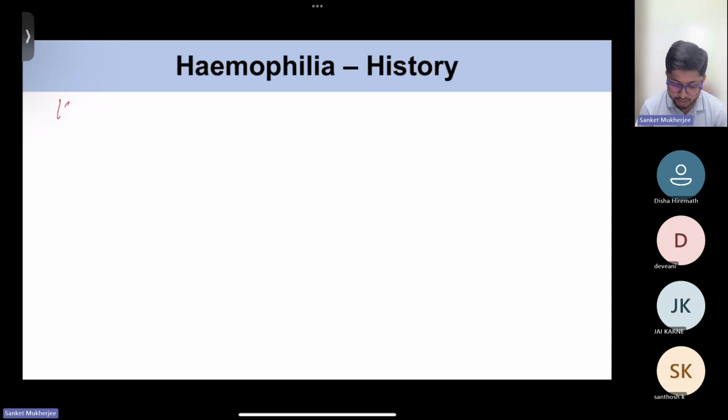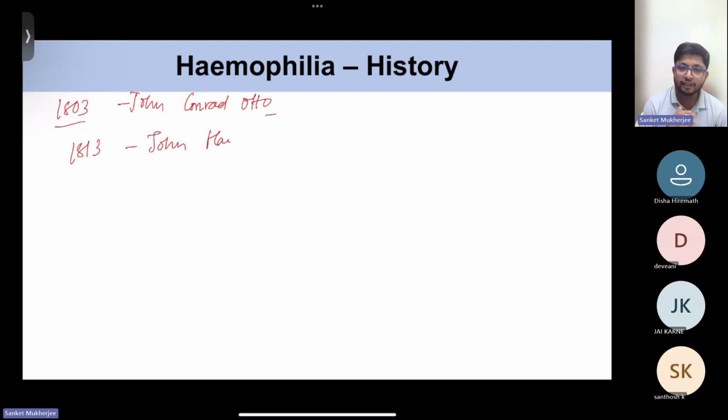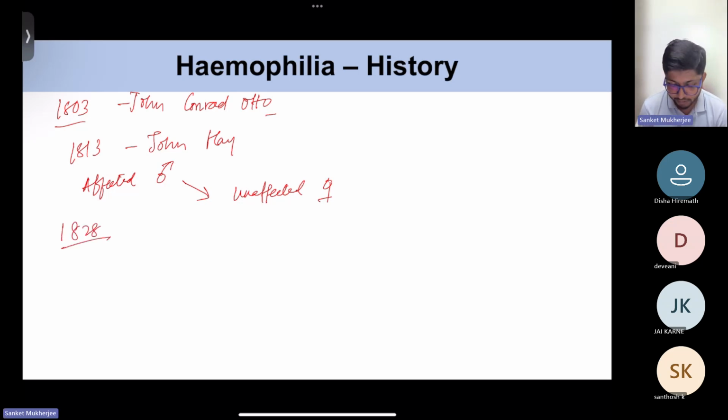If we talk a little bit about history, in 1803, John Conrad Otto was the first one to report this disease. And in 1813, John Hay reported in the New England Journal of Medicine that affected men could pass this trait to unaffected daughters. And Friedrich Hopff, in 1828, was the person who coined the term hemophilia.